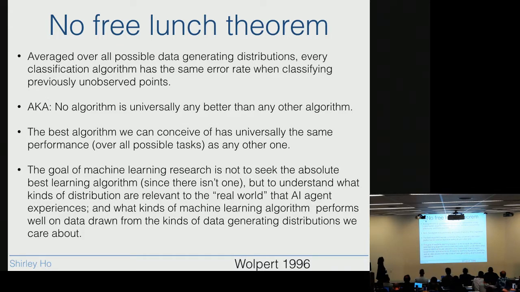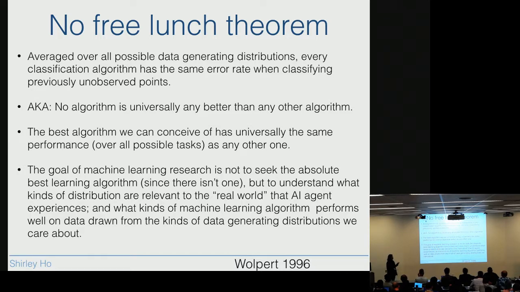So, okay, this is the no free lunch theorem. This is actually kind of interesting, from 1996 by Wolpert. Basically, no algorithm is universally better than any other algorithm. That's the rewrite of what they wrote. This is interesting because it basically says that the best algorithm we can conceive of has the same performance as any other one, averaged over all possible tasks. So remember that part.